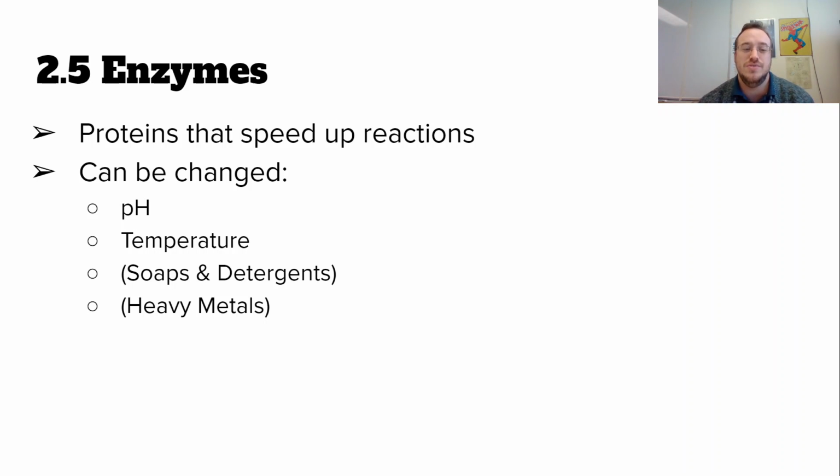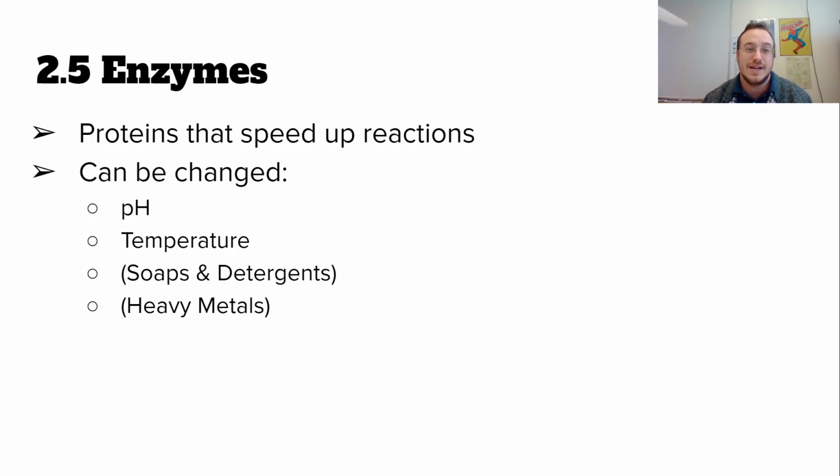Another way that we can do that, besides using pH or temperature, is through soaps or detergents, which disrupt the chemical structure, as well as some very heavy metals. We're not talking music, but rather periodic table heavy metals that actually can react with the protein itself to cause its shape to change. Because with proteins and enzymes, the shape of the protein is important for it to do its job.